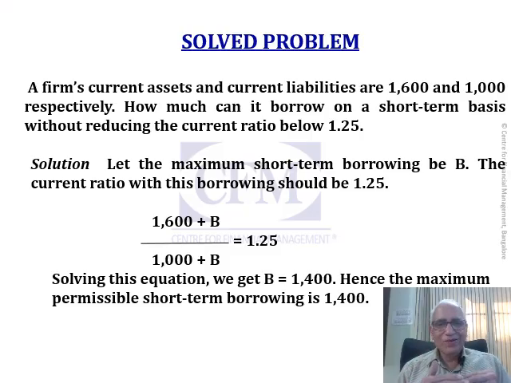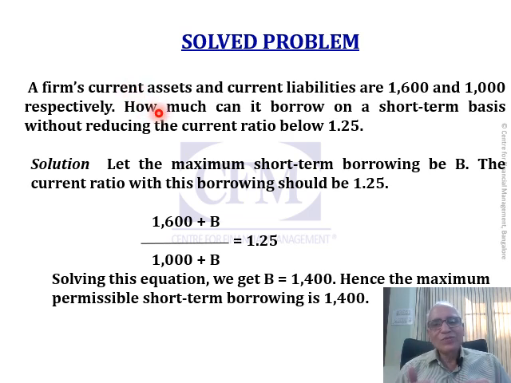Let us apply our knowledge of financial ratios to solve some problems. In the examination, you will have problems of this kind. A firm's current assets and current liabilities are 1,600 and 1,000 respectively. How much can it borrow on a short-term basis without reducing the current ratio below 1.25? The firm doesn't want its current ratio to fall below 1.25.